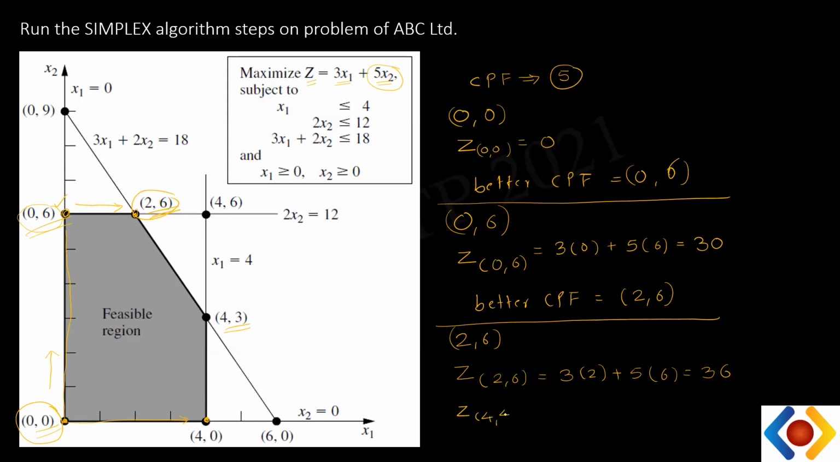Z at 4.3, sorry. Z at 4.3 is 3 times 4, 12, and 5 times 3, 15, which is 27. So Z at 4.3 is not better than Z at 2.6. What does that mean? We have reached a corner point where both the adjacent CPFs are worse than this, right? So we conclude that this is the optimal solution.